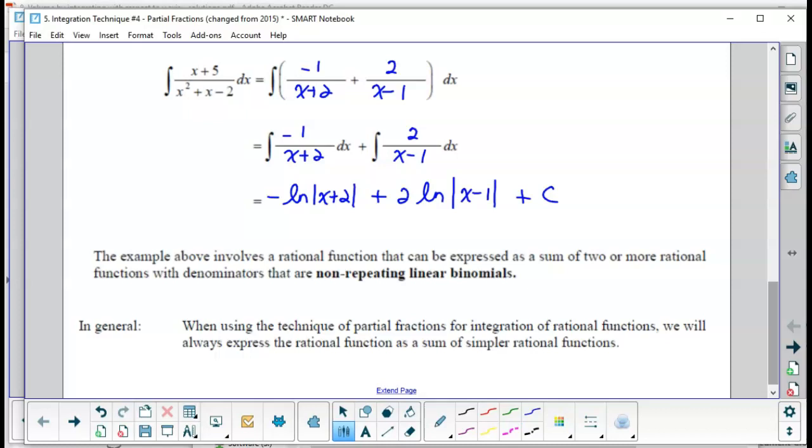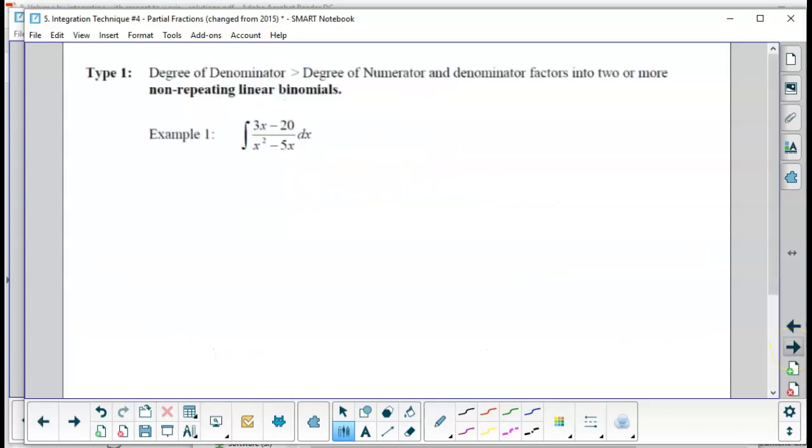Okay, so in general, when using the technique of partial fractions for integration, we will always express the rational function as a sum of simpler rational functions. Okay, so here's one. So take a look at the degree of the numerator and denominator. So if the degree of the denominator is greater than the degree of the numerator, and the denominator factors into two or more non-repeating factors, this is an example. So we're not going to write out the steps, we're going to do it. Okay, so x² − 5x, higher degree than the numerator.